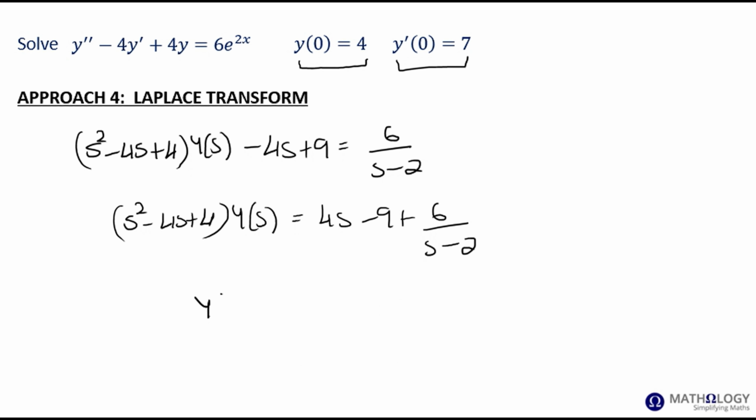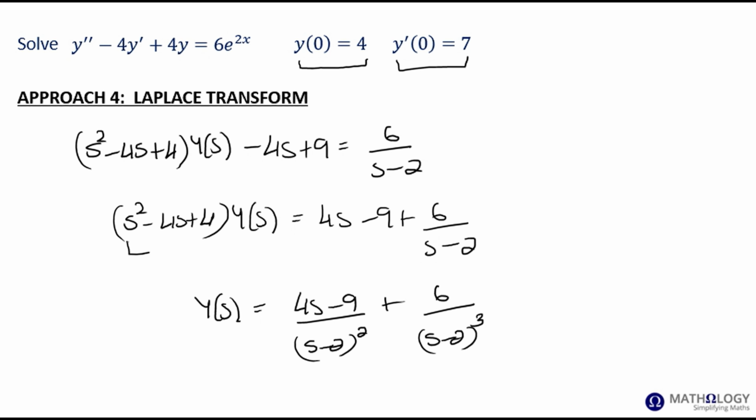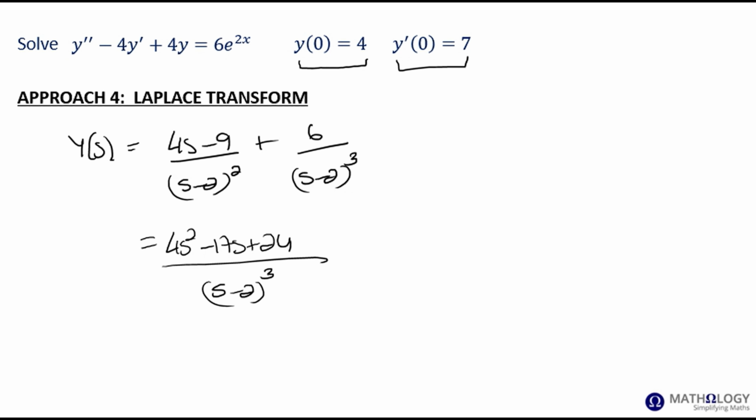Okay, getting an expression for Y of s, we will have 4s minus 9 over s minus 2 all squared plus 6 over s minus 2 all cubed. We're just dividing through by s squared minus 4s plus 4, which is s minus 2 all squared. So we're dividing 4s minus 9 by s minus 2 all squared, and we're dividing 6 over s minus 2 by s minus 2 all squared. So we have s minus 2 all cubed in the denominator of the second fraction. This simplifies to 4s squared minus 17s plus 24 over s minus 2 all cubed.